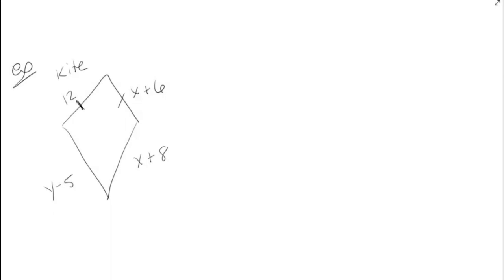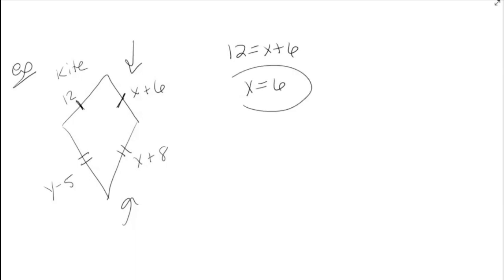So I know that 12 is congruent to x plus 6. And I know that x plus 8 is congruent to y minus 5. Well, the second set here, there's not much I can do with yet because I have 2 variables. So I have to start with my smaller sides here. And I know that 12 is equal to x plus 6. So then when I solve, I know x is 6. Great. If they ask you to just solve for x, then you're done.